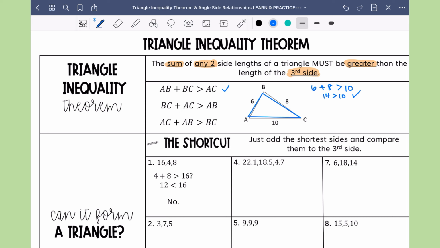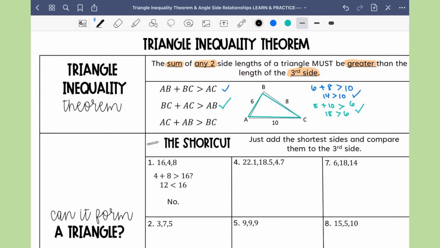BC plus AC. BC, that's over here again. BC is 8. And AC, now we're doing the other side, is 10. So 8 plus 10 has to be greater than the third side. What is the third side? Well, it's right here, 6. Is that greater than 6? What is 8 plus 10? 8 plus 10 is 18. That's greater than 6. Yes, we're good. So that one is good.